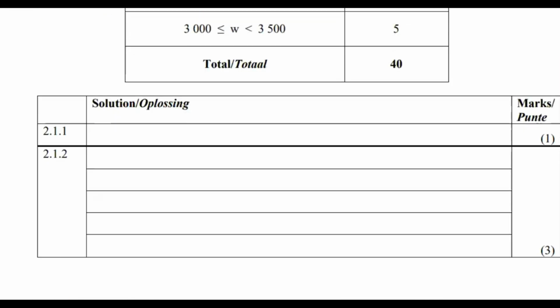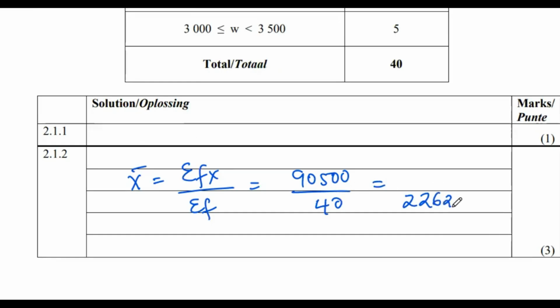Okay, so the estimated mean, the summation of f times x over the summation of f. So you have 95,500 divided by 40. When I divide this by 40, I'm getting 2,387.5. So this is basically the grams that were lost on average.